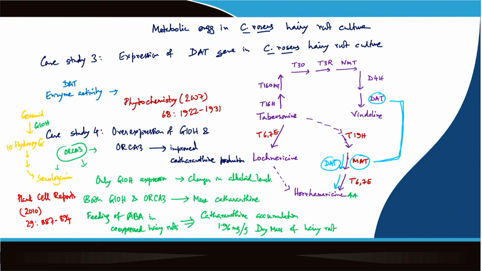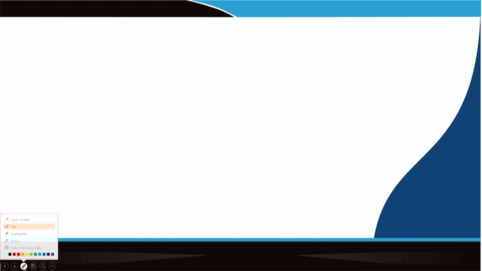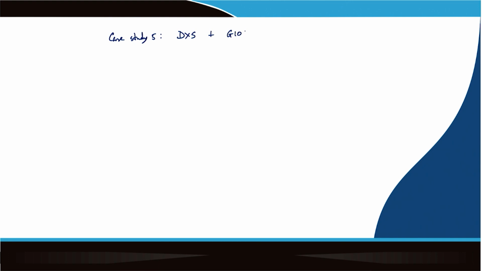And the last case study, which I will cover very briefly, will be case study 5, where DXS plus G10H in one instance, and in another instance they used DXS plus anthranilate synthase, which they call ASA.